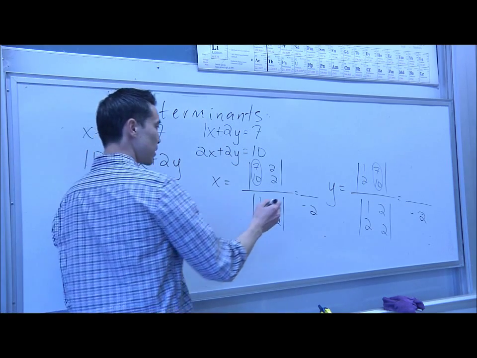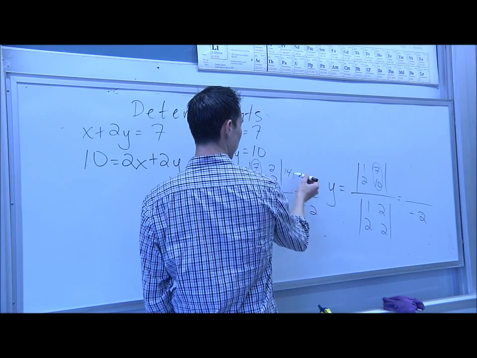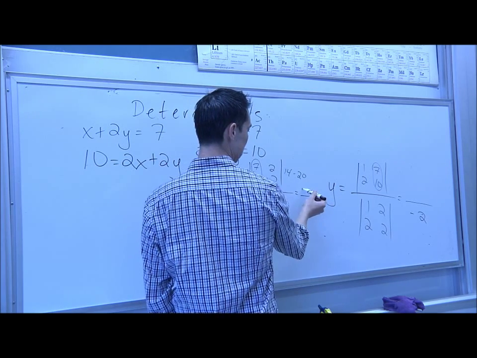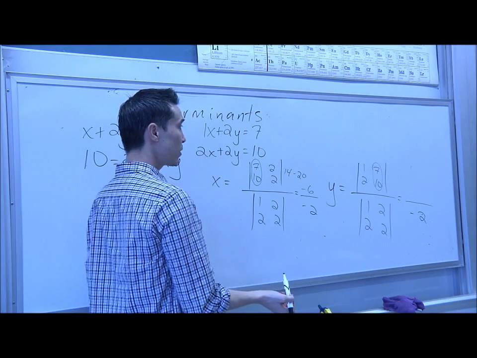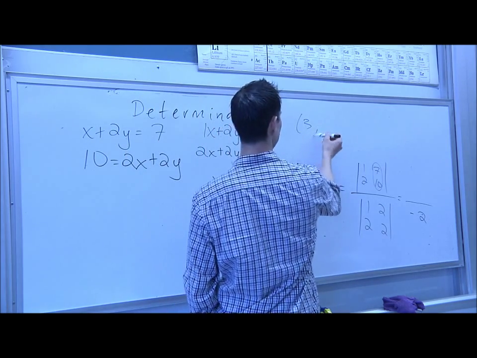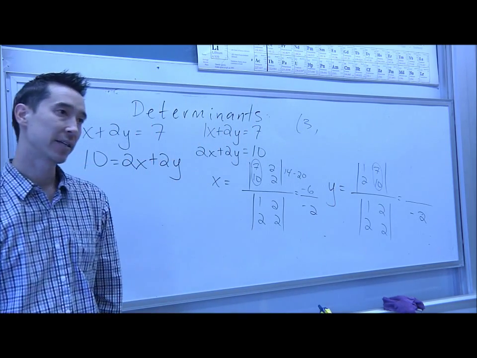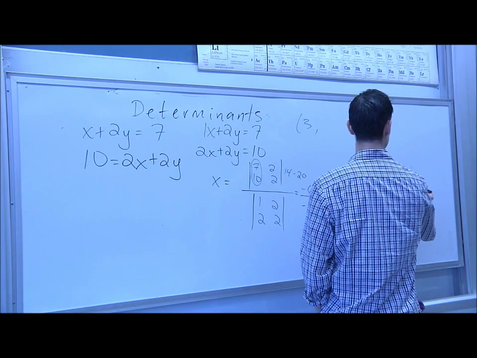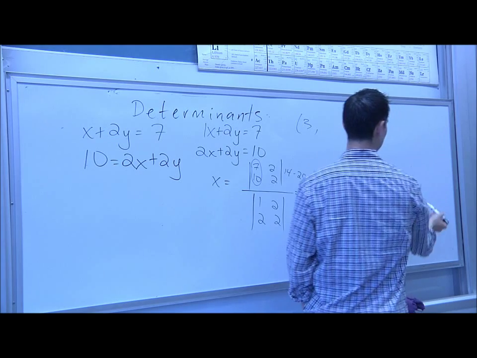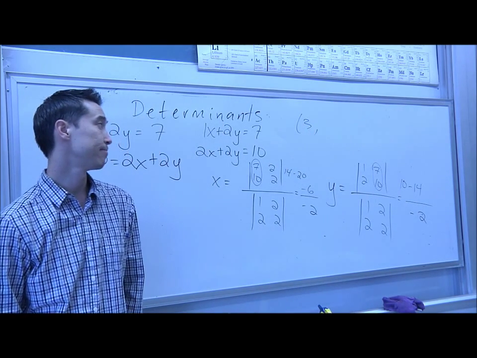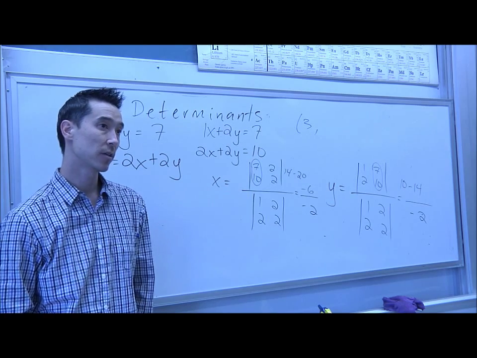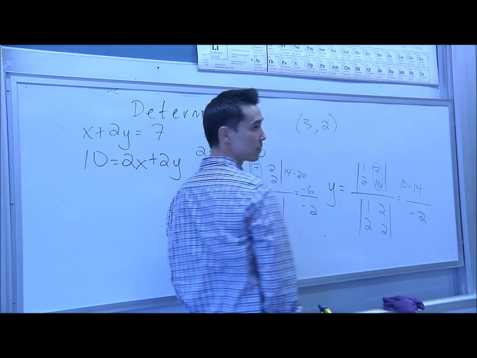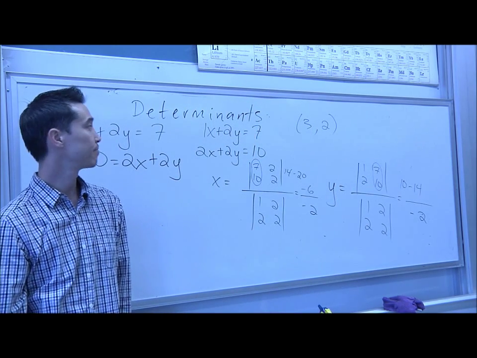Seven times 2 is 14. 14 minus 20 is? -6 divided by -2? Positive 3. We solved x. Now I need you to solve y. 1 times 10 is 10. 2 times 7 is 14. 10 minus 14? -4 divided by -2? Our solution is 3, 2.